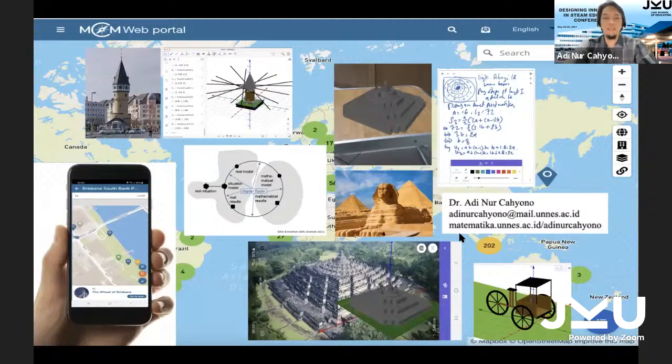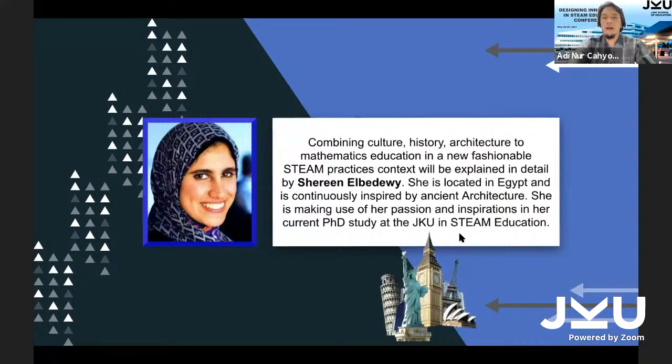And then for the next, about the architectures and the cultures, I think this is a series of exercises combining culture, history, and architecture to mathematics education in a few fashionable STEM practice contexts, which will be explained in detail by Shirin in Egypt, a current PhD student at JKU in STEM education. I think that's my presentation about how to use GeoGebra in the Math City Map projects.